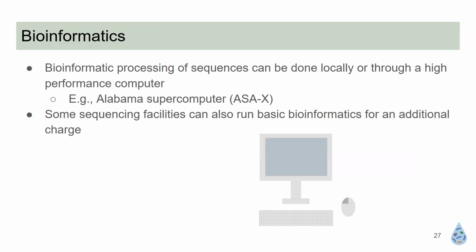This bioinformatic processing of sequences can be done locally, meaning your own computer can handle it, or through a high performance computer, for example, the Alabama supercomputer. The Alabama supercomputer can be accessed through your local computer through something known as a terminal, and I'm going to pull one up in a few slides to show you what it looks like. Some sequencing facilities can also run basic bioinformatics for an additional charge, but again, just like with the DNA extraction, it's a general, basic pipeline that they'll run it through. They're not going to optimize it for your needs.